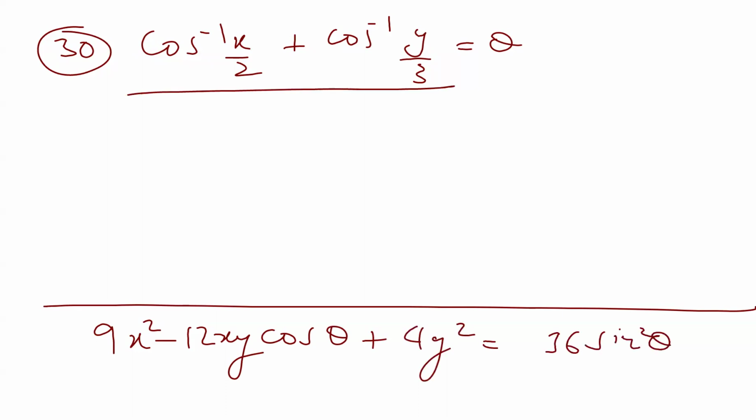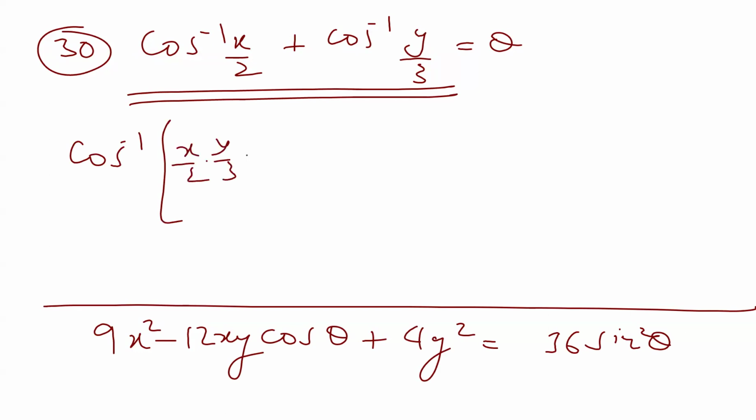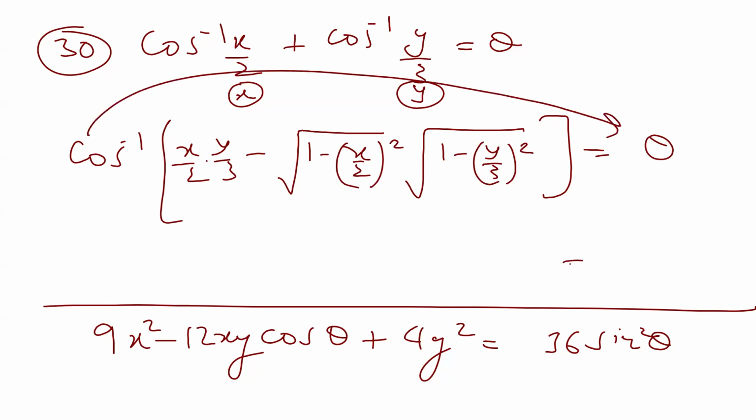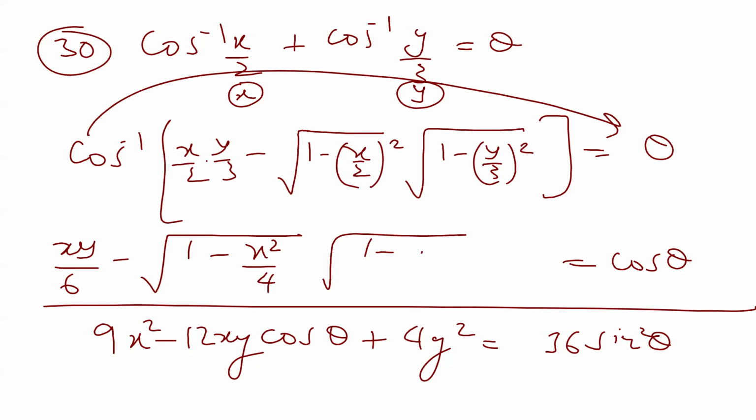Apply the formula for cos inverse x plus cos inverse y over here. So cos inverse of x into y minus root of, you know that formula, right? Cos inverse of x plus cos inverse of y. So this is x and this is y. So that formula I'm applying: 1 minus x by 2 the whole square, 1 minus y by 3 the whole square. Now send cos inverse on the other side, it will be cos theta. So xy by 6 minus root of 1 minus x square by 4, 1 minus y square by 9.